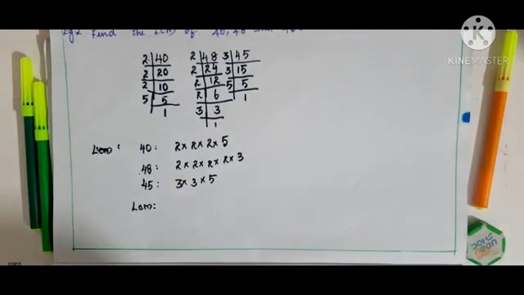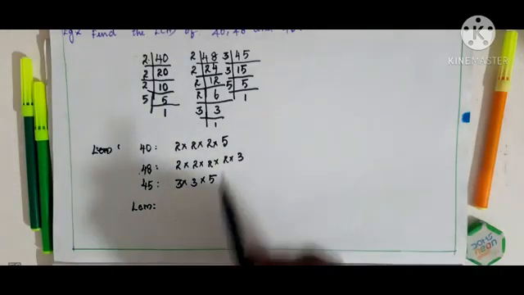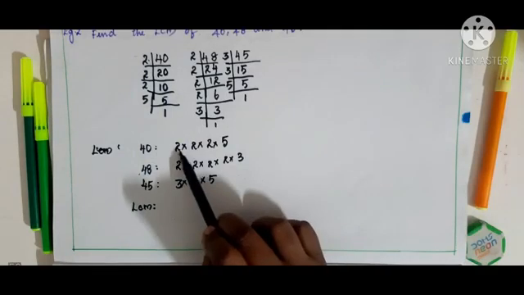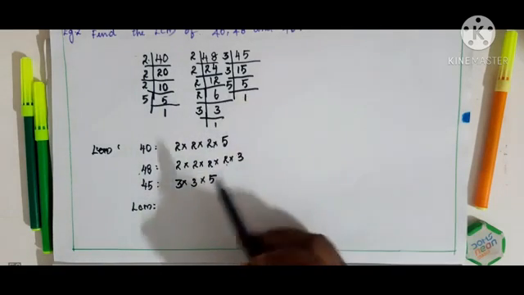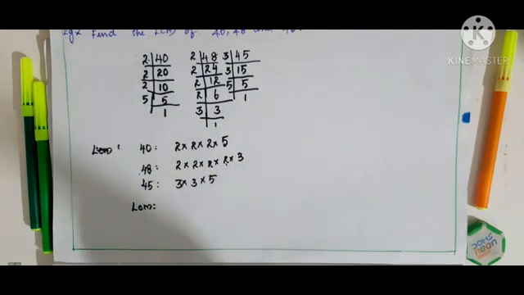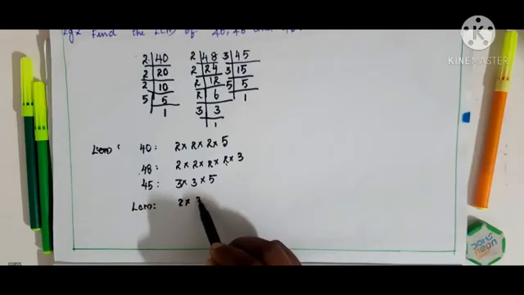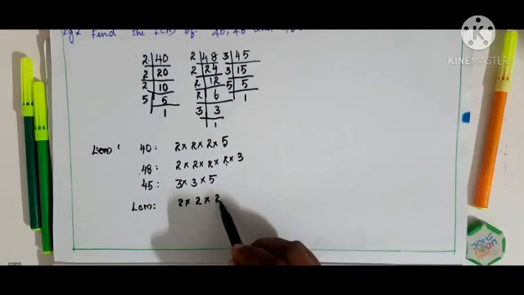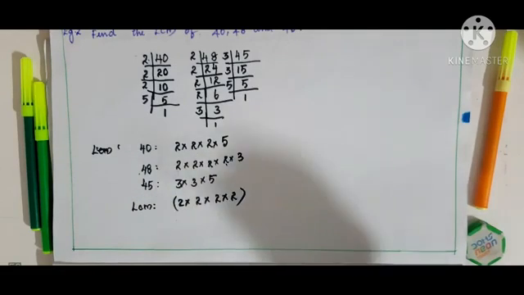First you have to see 2, where it occurs the maximum number of times. Here it is 3. Here it is 4 times. Here no 2 at all. So we take the maximum number as 4 times. So 2 occurs 4 times, and you write it as 2 into 2 into 2 into 2. Is it clear? Fine.